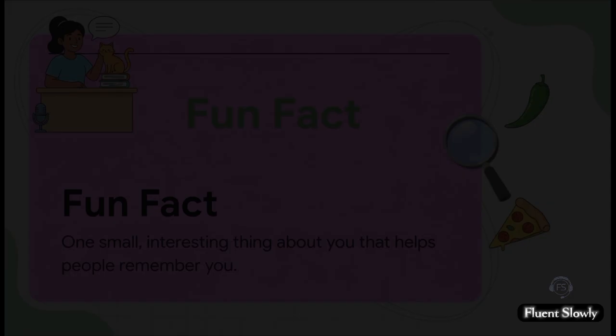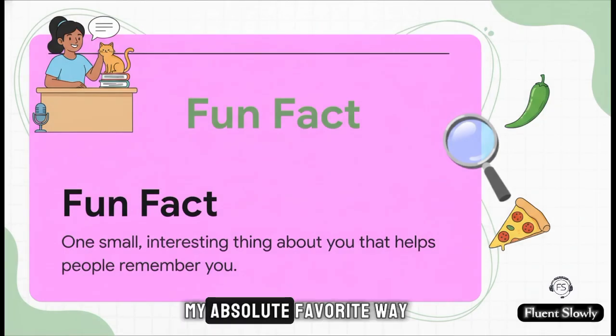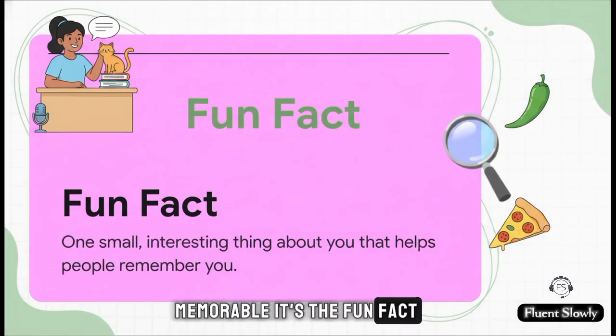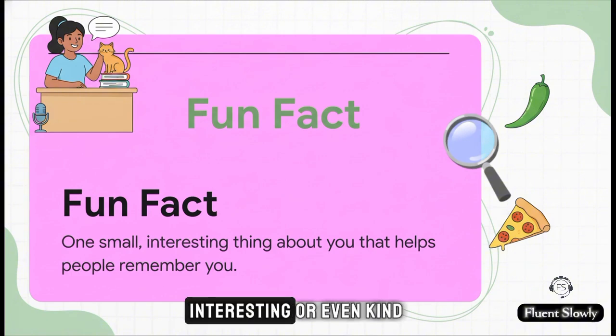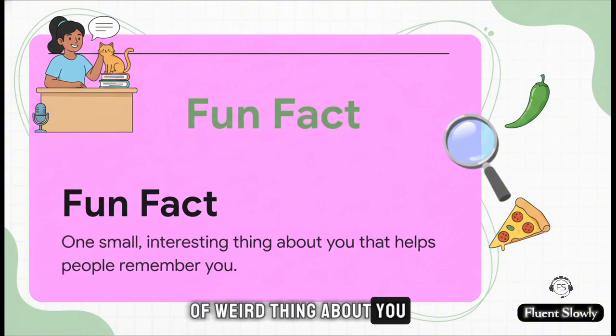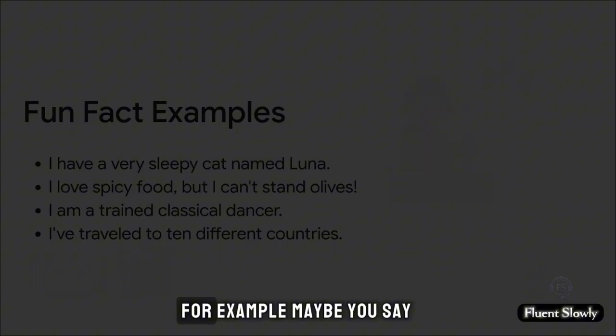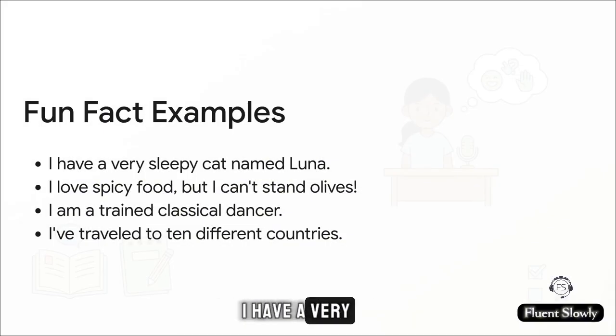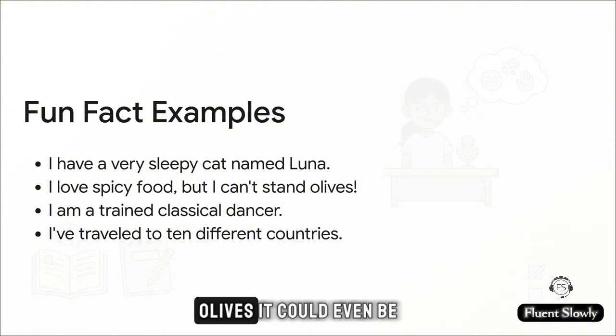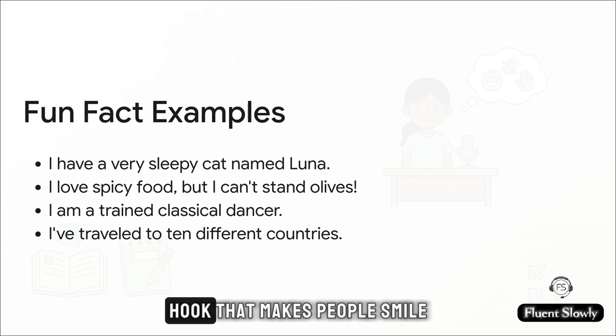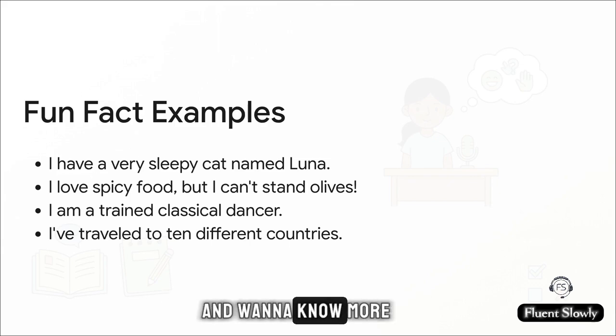Okay, you want the secret weapon? My absolute favorite way to make an introduction memorable? It's the fun fact. This is just one small, interesting, or even kind of weird thing about you. It can be anything, a pet, a favorite food, a hidden talent. For example, maybe you say, I have a very sleepy cat named Luna, or I absolutely love spicy food, but I can't stand olives. It could even be, I've traveled to 10 different countries. It's that perfect little hook that makes people smile and want to know more.